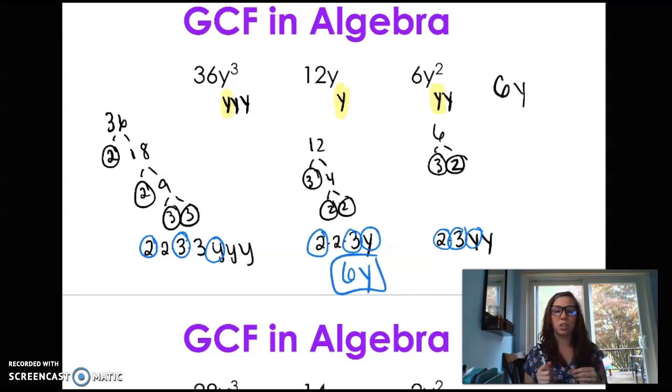So again, that's just an alternative strategy. You can either list all the factors and then circle what they have in common, or you can just look at it and say they all can be divided by this largest number, and then they all have at least this one variable.